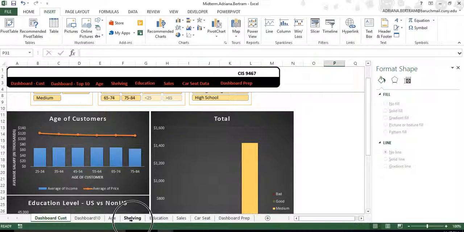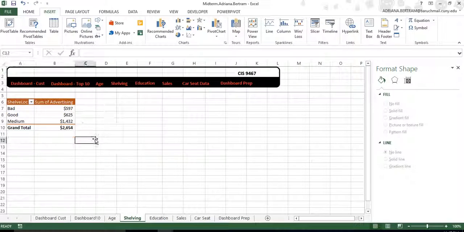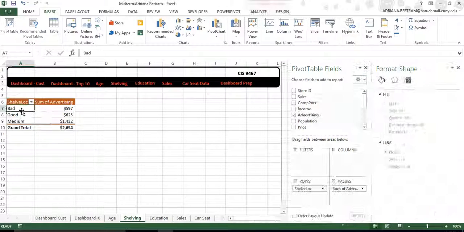So the next pivot table that I created refers to the advertisement. For me in particular, I want to know that if a store is located in a particular location, is the store willing to put more money into advertising it? So here, we have the location bad, good, and medium, and you can see the sum of advertisement throughout all 400 locations that was spent on the car seat advertising.